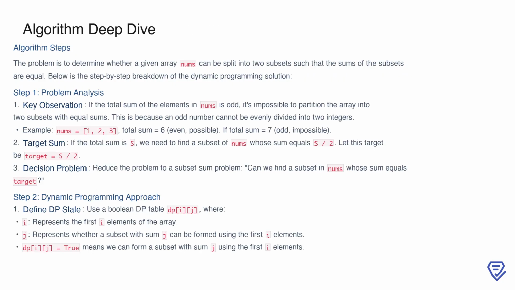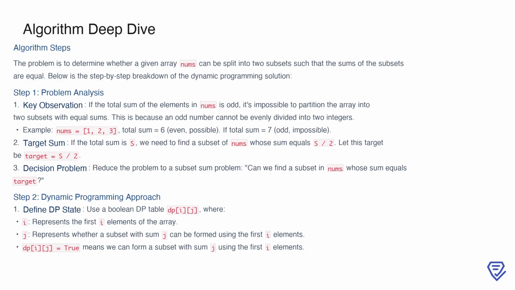To solve the partition equals subset sum problem, we need to determine if we can split the array into two subsets with equal sums. The first step in our algorithm involves analyzing the problem. A key observation is that if the total sum of the array is odd, the partition is impossible since you can't divide an odd number into two equal integers. For example, if the array is 1, 2, 3, the total sum is 6, which is even, so a partition might be possible. However, if the total sum were 7, no valid partition could exist.